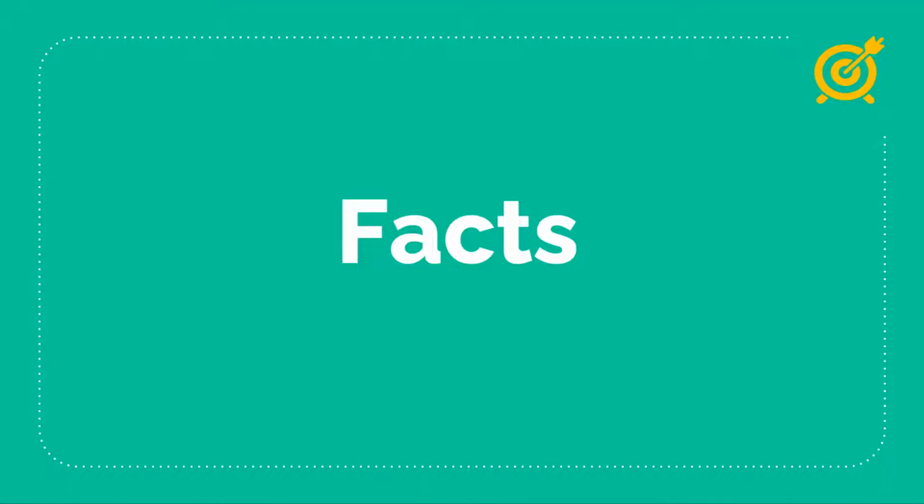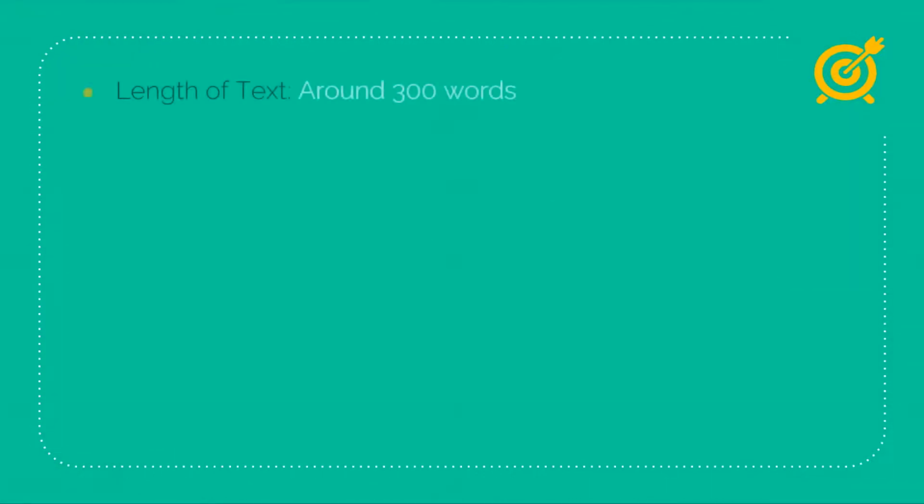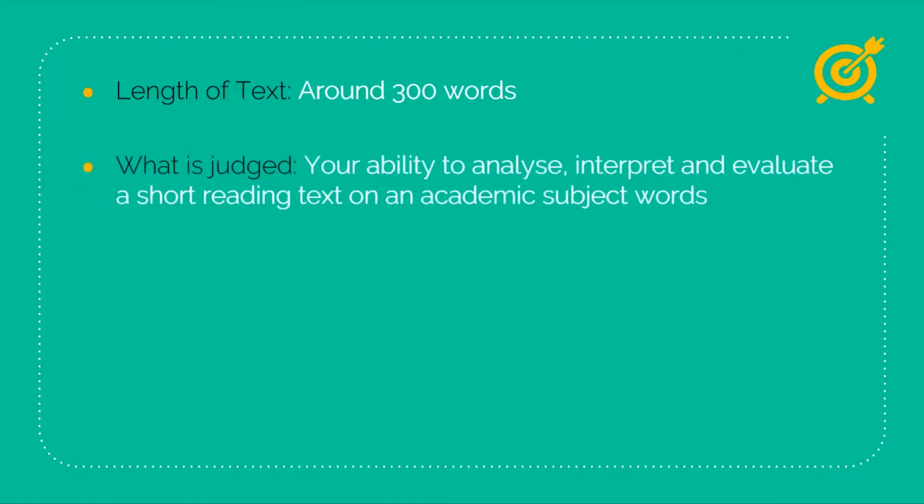Now let's talk about more interesting facts related to this task. The length of the reading text is around 300 words, and this question type judges your ability to analyze and evaluate a short reading text on an academic topic. You will get around 1 to 2 questions in the test, and there is no allocated time set for this question type or for the entire reading section. So you should judge yourself and assess how much time you need for this question.